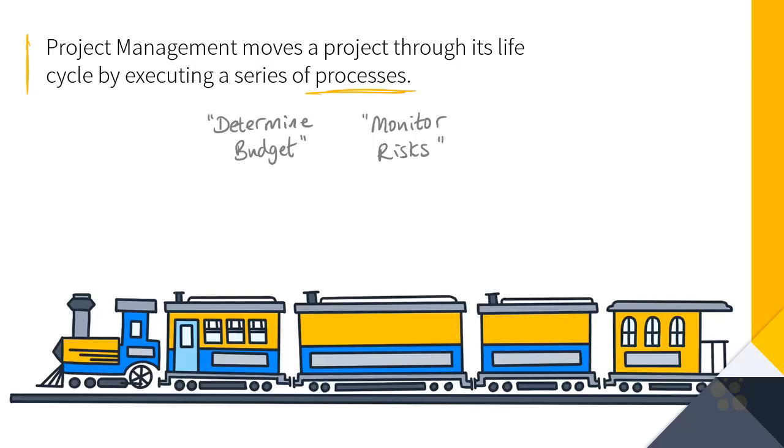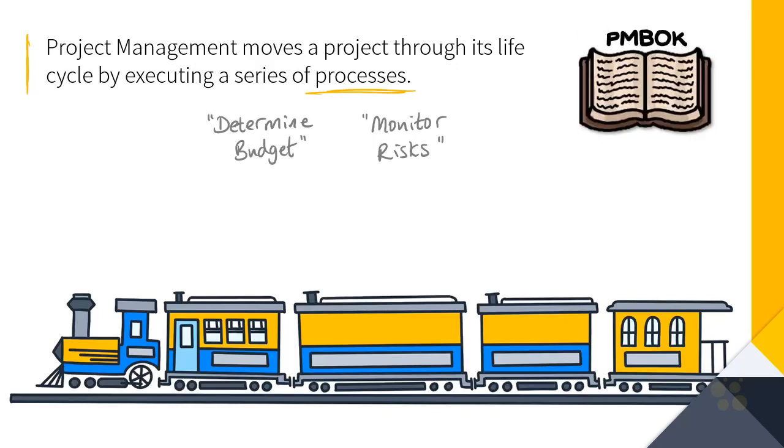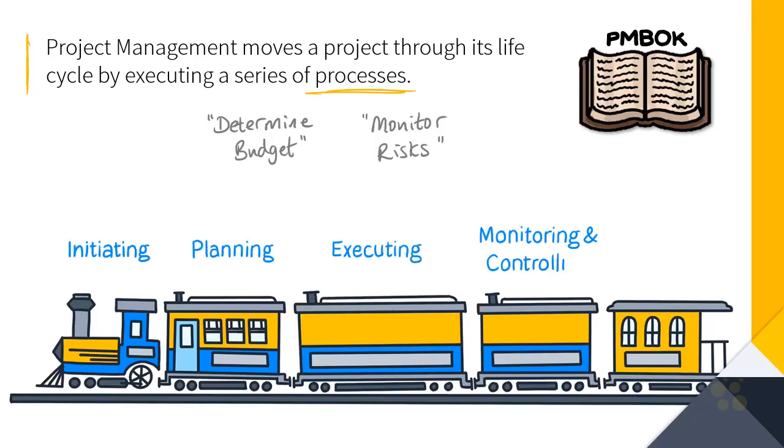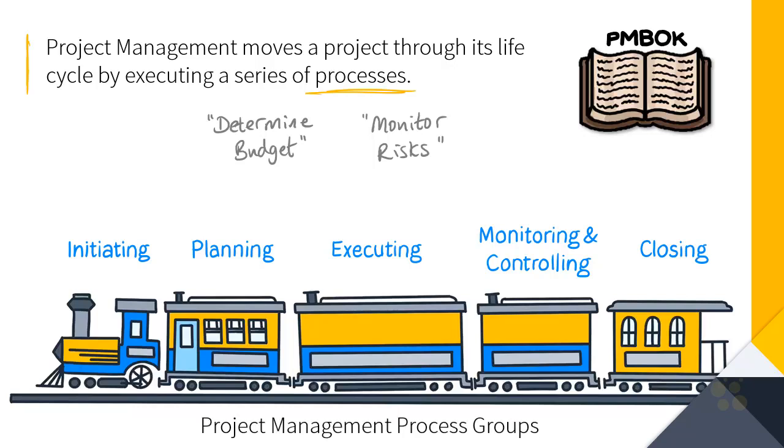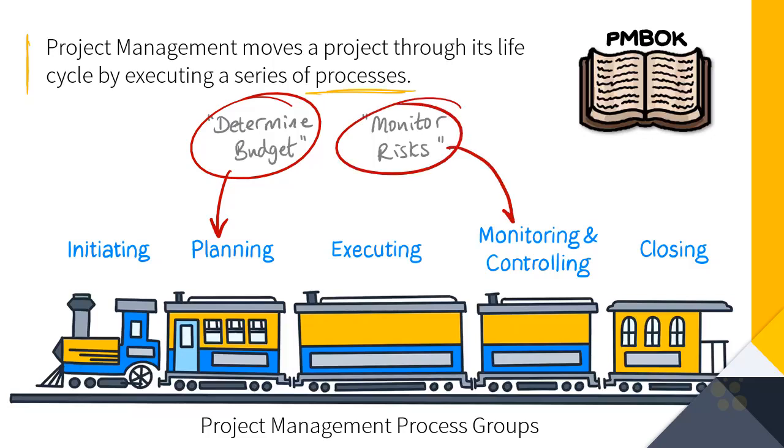So yes, I can see that these are processes that need to be done in project management, but the trouble is that there are loads and loads of processes in the PMBOK, and so to help us sort them out, they've been organised into groups. You can see them here. There are 5 of them in the blue text. These are known as project management process groups. So I think you can see that the determine budget process would belong in the planning group. Yeah, I can see that's something we do as part of the planning. And the monitor risks process would belong in the monitoring and controlling group.